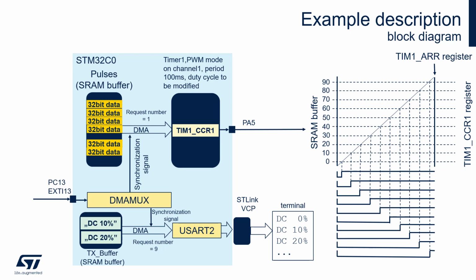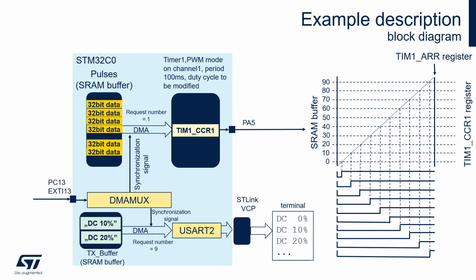At the end of this DMA transfer between SRAM buffer and timer 1, we will have another synchronization signal which would synchronize another DMA transfer, this time from the TX buffer located again in the SRAM memory to USART2 in order to display some text messages. It will be DC space number of the percent of duty cycle which is currently visible on this PA5 pin.